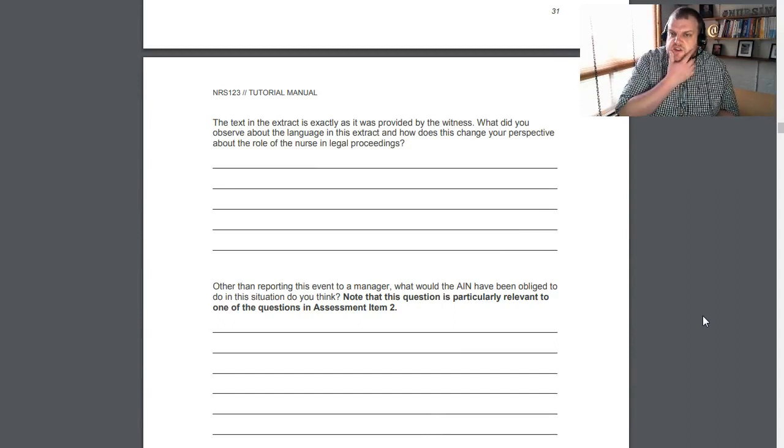The text in the extract is exactly as it was provided by the witness. What did you observe about the language? So as you read through it, it's quite illiterate, and there's a lot of misspelling, a lot of issues around how it's written. That's good to talk about in the sense that you'll have students in your group that'll struggle with writing and spelling and all that stuff.